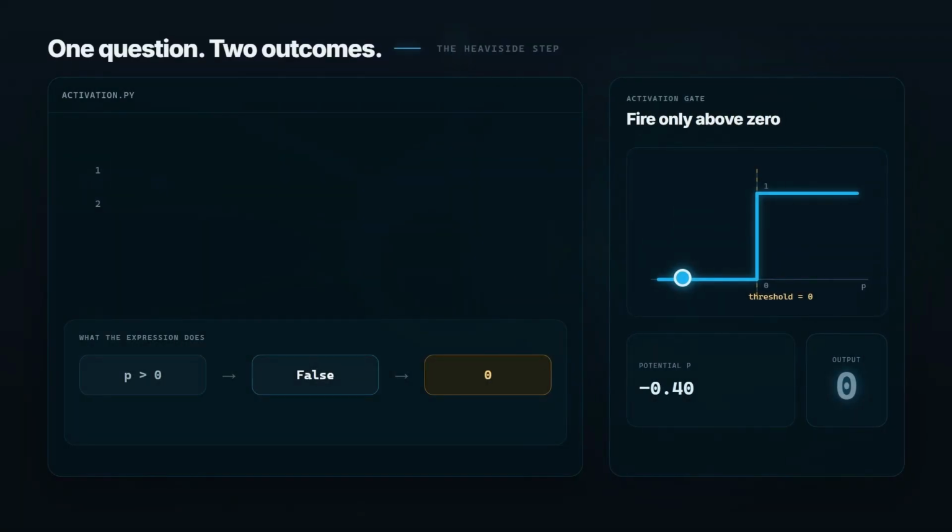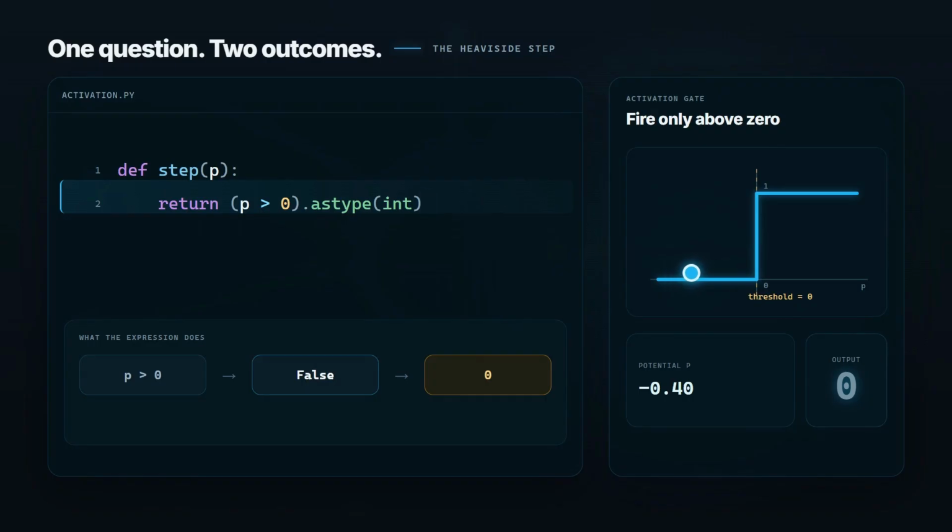The simplest activation is the Heaviside step function. We define a function called step and give it the potential p. On the next line, p greater than 0 asks a yes or no question. NumPy returns true or false, and astype int converts that answer into 1 or 0. Positive means fire, 0 or negative means stay quiet.